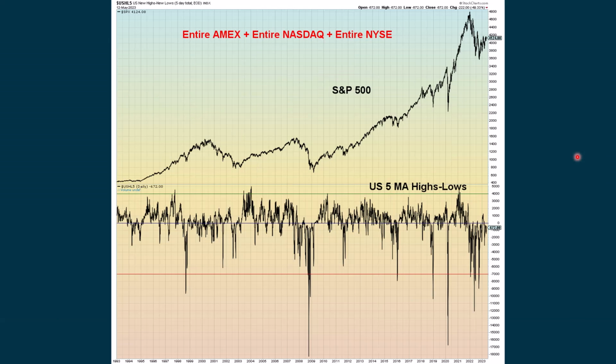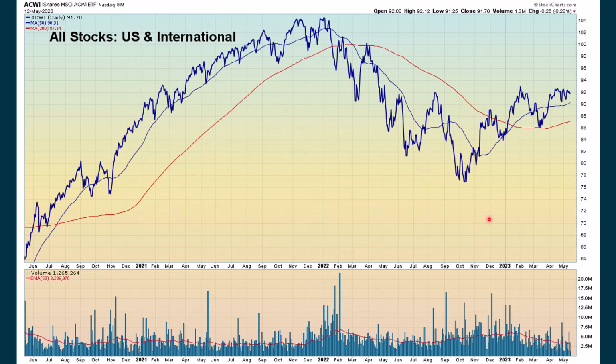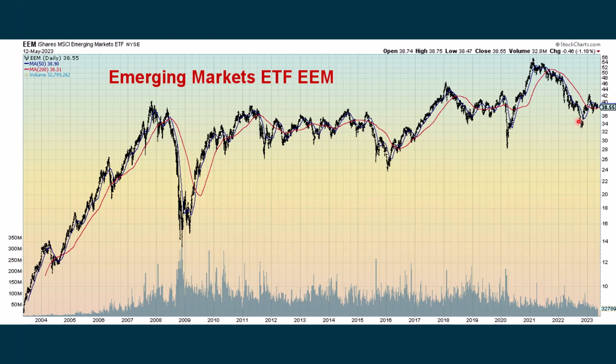And then looking at our Amex, NASDAQ, and NYSE 5-period moving average of the highs minus the lows, and I point this out in the daily videos, we are below zero. To get more of a positive environment, we want to see this going above zero, and it's not doing that. All stocks, however, remain in an overall uptrend. Emerging market is also in an overall uptrend.